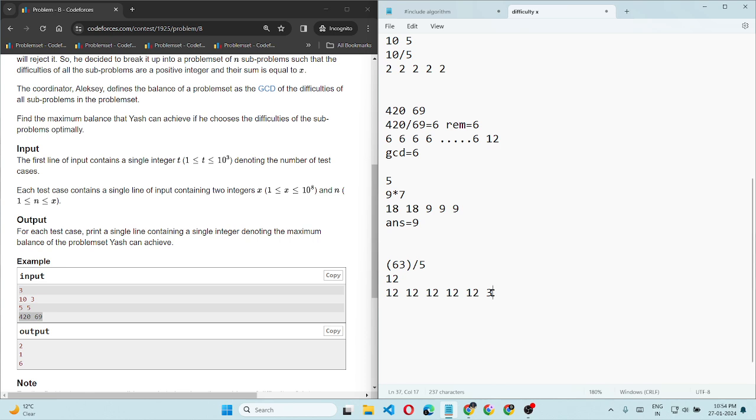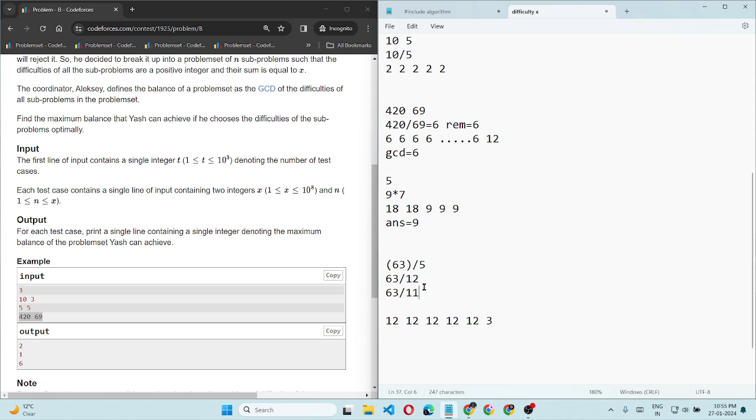So this could be one of the ways to solve this question, to divide the difficulty level. But here you are seeing that the remainder is 3. That means there is one extra question you have to make if I'm using 12 for every question. So I'll have to add 3 in one of these questions. So what I have done is, instead of 63 by 12, I'll divide 63 by 11.